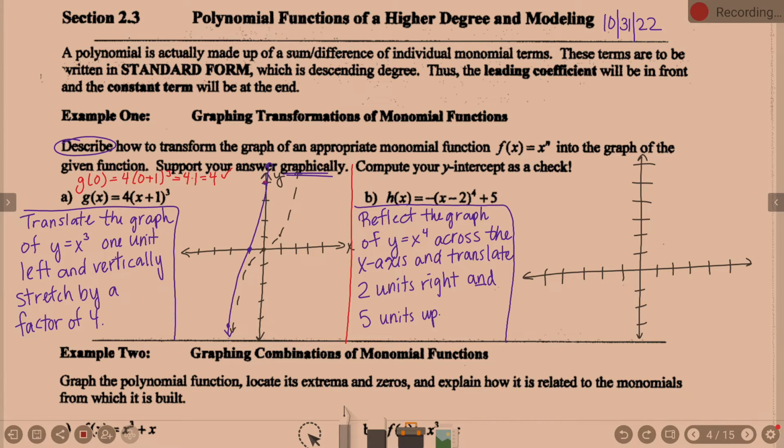My recommendation, especially with this one, is to put a few points of what the basic graph looks like. If it's y equals x to the fourth, think about this. When you plug in 0, you get 0. When you plug in 1, what's 1 to the fourth? 1. When you plug in 2, it's 16. Am I going to graph that one? No, I'm not. But that's what makes it go up so vertically so much quicker, right?